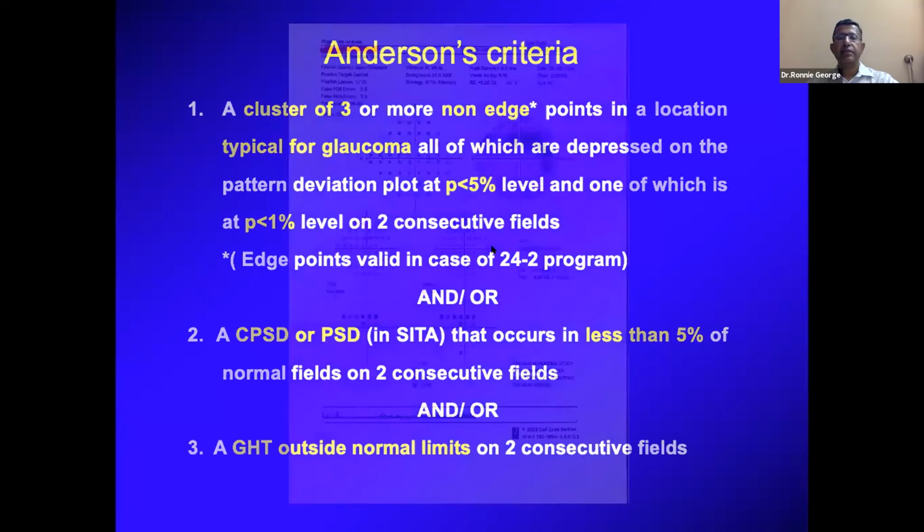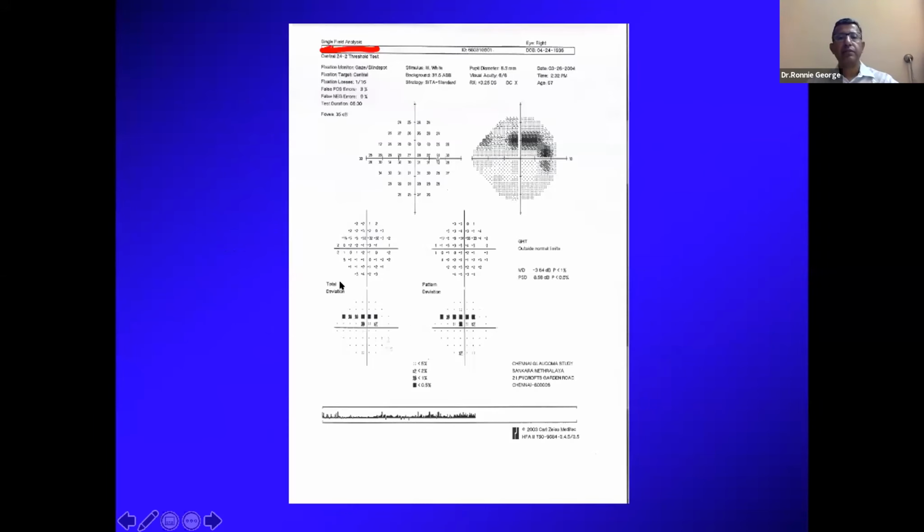So basically, let us look at this visual field and see what all do we have here. So what we have over here is a field which is reliable. There is some amount of gaze issues on the gaze tracker, but it's not too bad. And you're seeing a superior arcuate defect which is very symmetrical on the total deviation and pattern deviation plot. We are seeing a glaucoma hemifield test outside normal limits, which is one of the criteria.